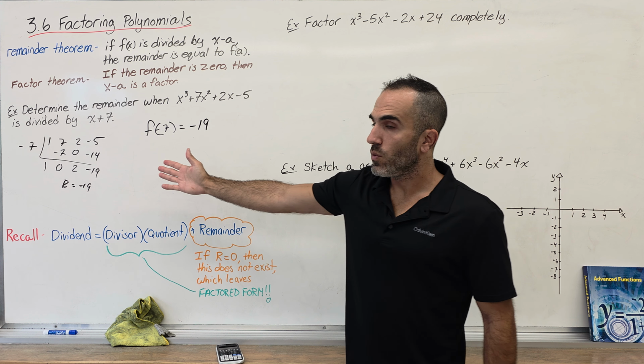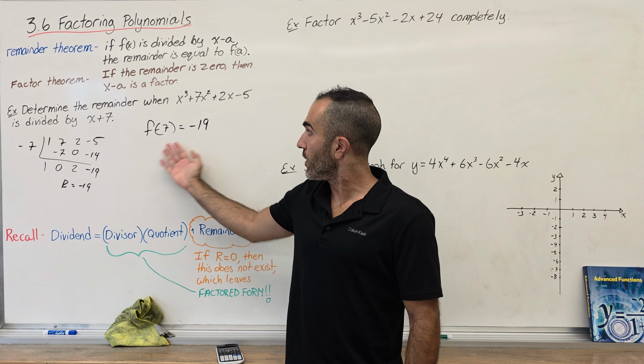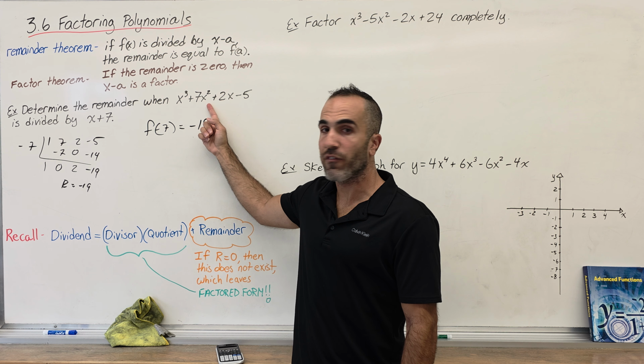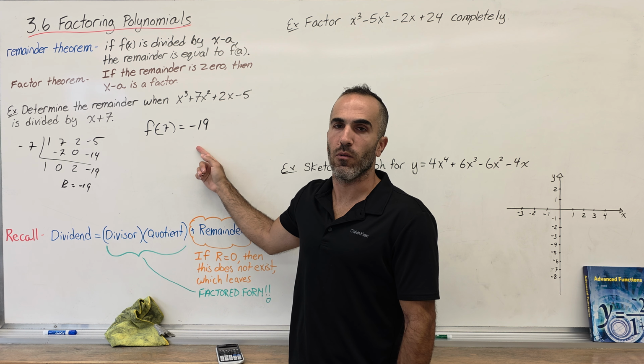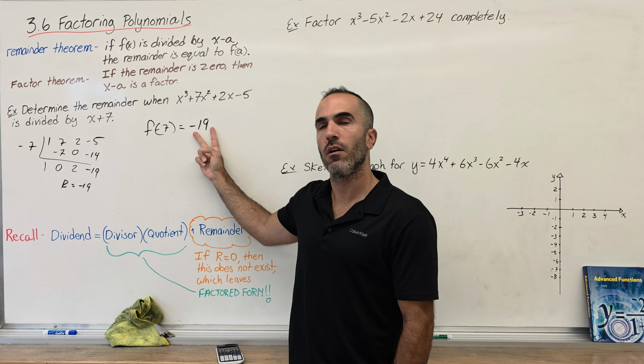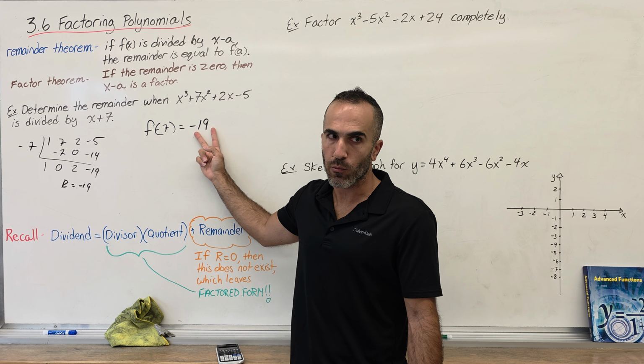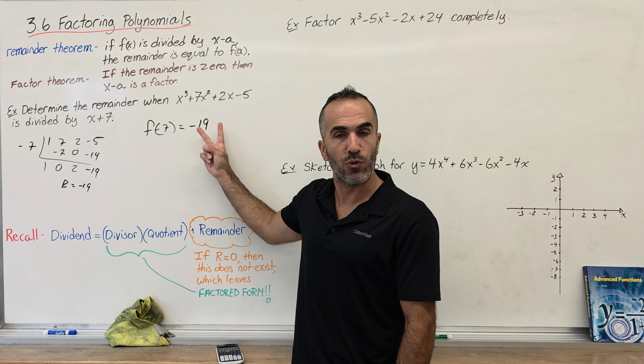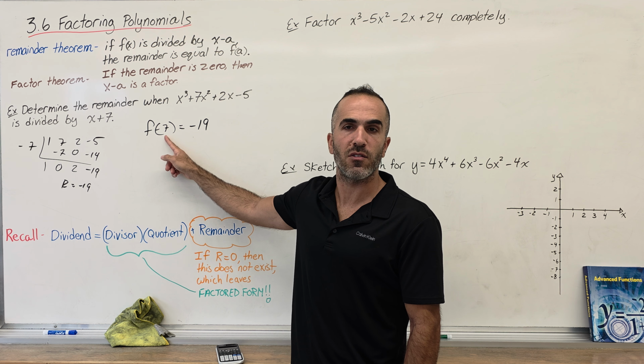So I don't have to do division to find the remainder. I can just plug this number into the function and it's going to tell me the remainder. Now, again, this is very useful because if for some reason I get 0 here, oh, sir, how do I get 0 here? Yeah, we're going to have to try some numbers. As soon as I get 0, I'm going to know that this is a factor.